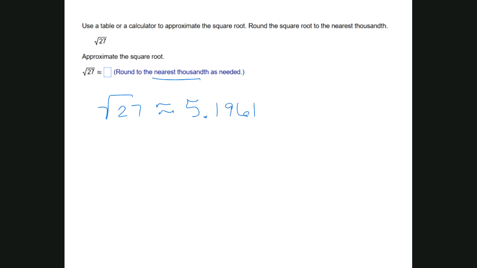5.1961 is what my calculator is showing. Again, we're going to round this to the nearest thousandths. So hundredths, thousandths, we look to the number to the right of that, and it's going to remain as 6 since 1 is less than 5. So 5 and 196 thousandths would be my answer.